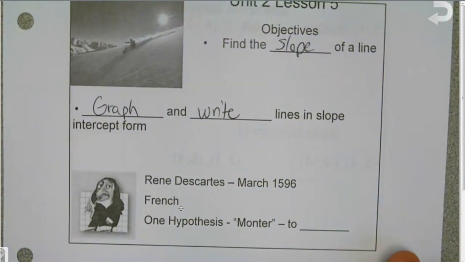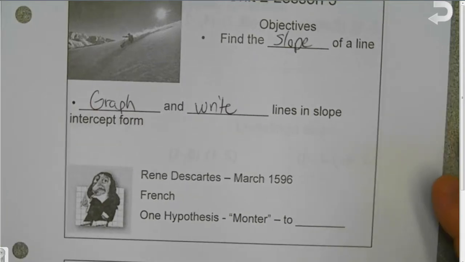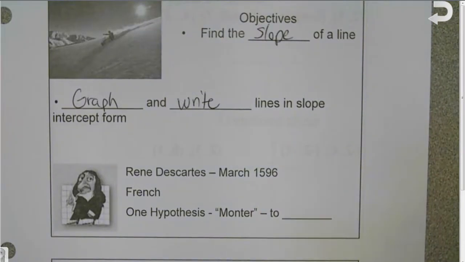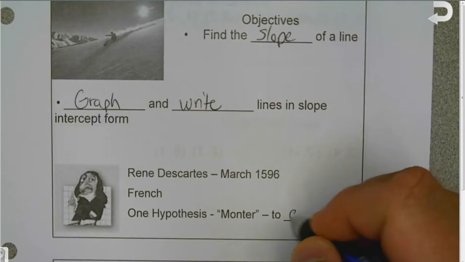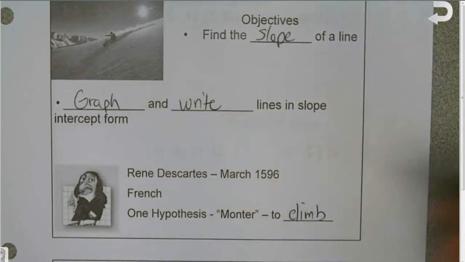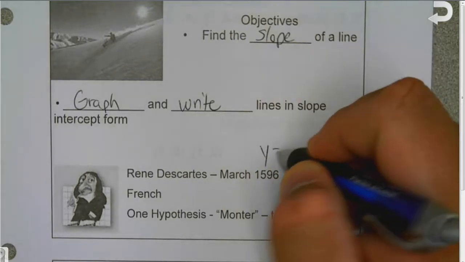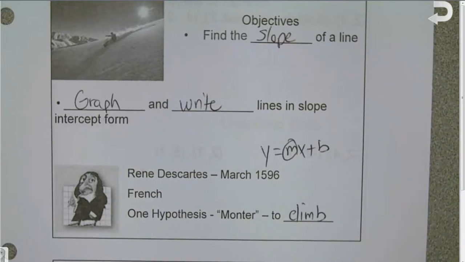So a little bit of history for you. The word slope and the letter M have a history in French. René Descartes, in March of 1596, came up with a hypothesis about the word slope, and he called it monter, and that meant to climb. And so that's why a lot of times in the equation y equals mx plus b, you see the letter M standing for the slope.